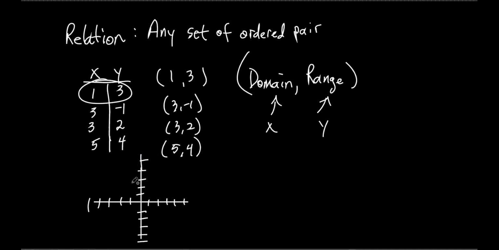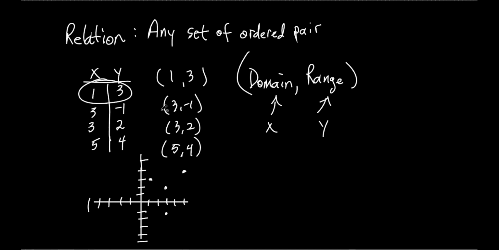You get the idea. So let's plot these. 1, 3. 1, 3, right there. 3, -1. There's 3. There's -1. 3, 2. 3, 2, right here. 5, 4. So there's 5, and there's 4 right there. And there you go. So there's my points. Everybody see that? All right.